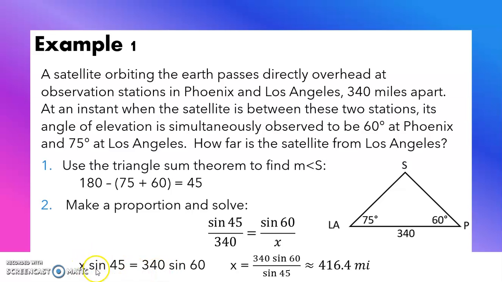Now to solve for x, I need to divide by the sine of 45. So I got this, and I put it into a calculator, and I got approximately 416.4 miles. So that's how far away the satellite is from Los Angeles, and that's my final answer. Let's take a look at another example.